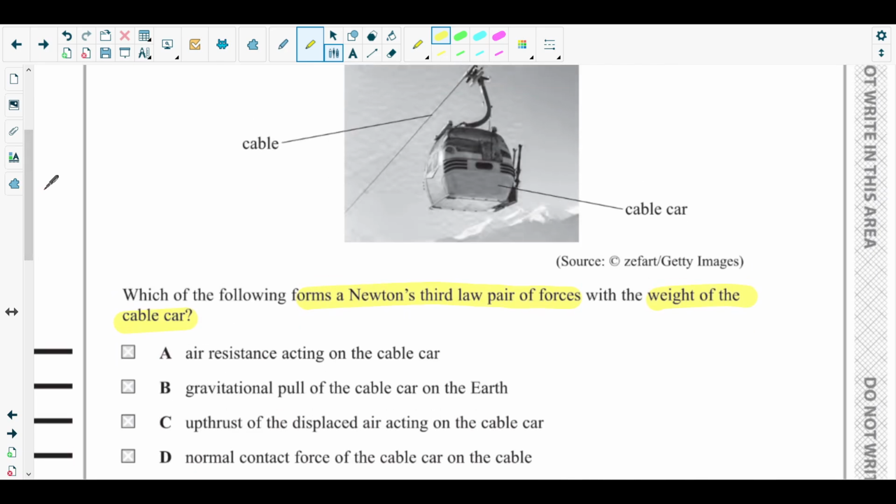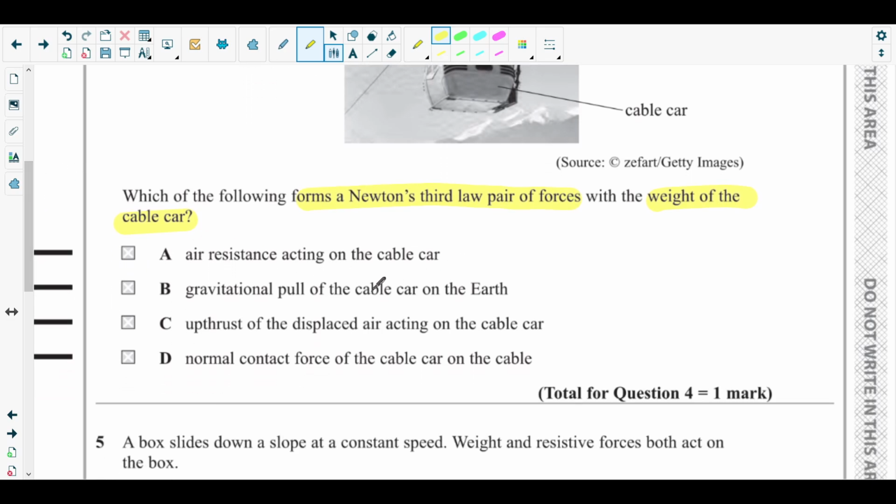For the Newton's third law pair force, what are the conditions? There should be two forces. The pair forces should be action reaction forces. They should have the same magnitude. They should act opposite to each other, and they should act on different bodies, right? So which of the options meets all of the conditions?